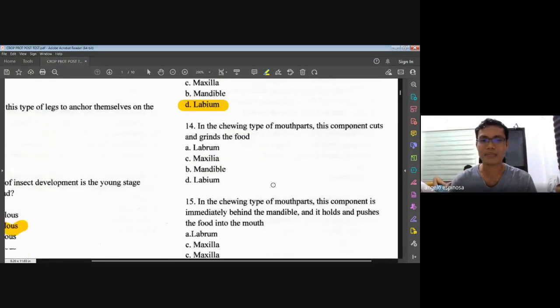Okay, next, number 14. In the chewing type of mouthparts, this component cuts and grinds the food. Ito daw ang part ng bunganga or ng mouth na nagka-grind at nagka-cut ng food. The correct answer for number 14 is letter B. It is mandible.